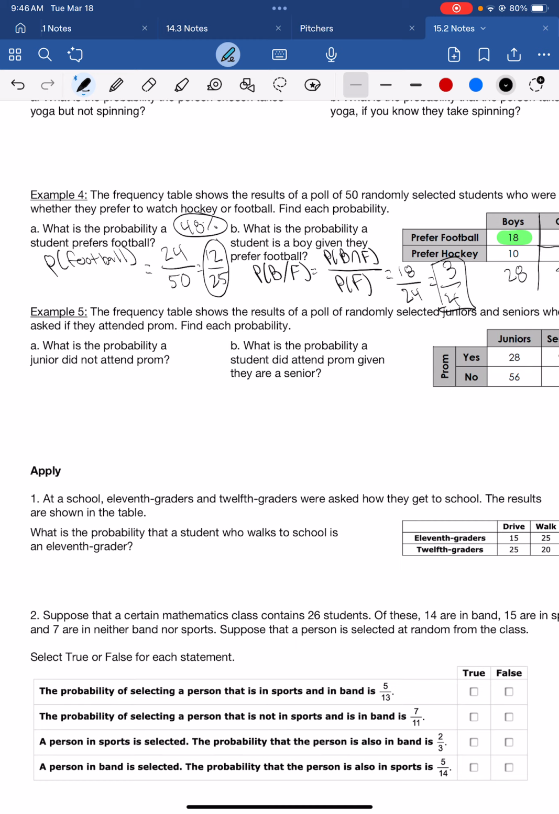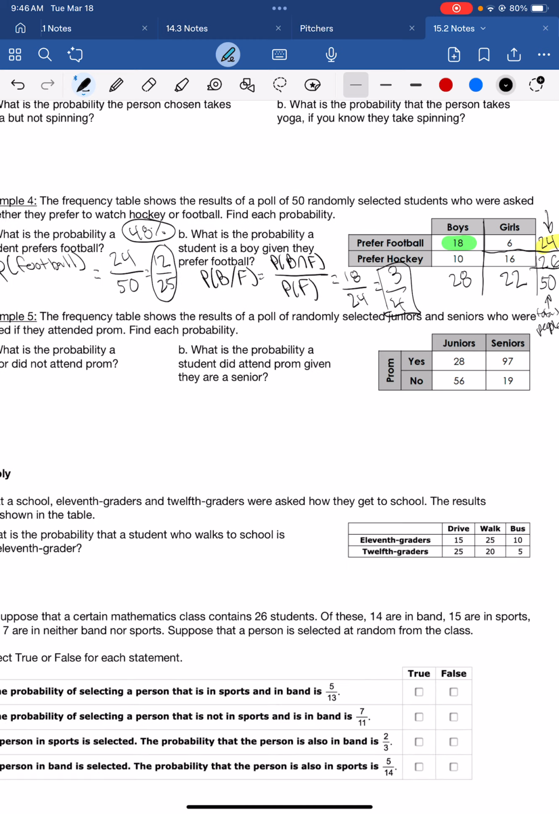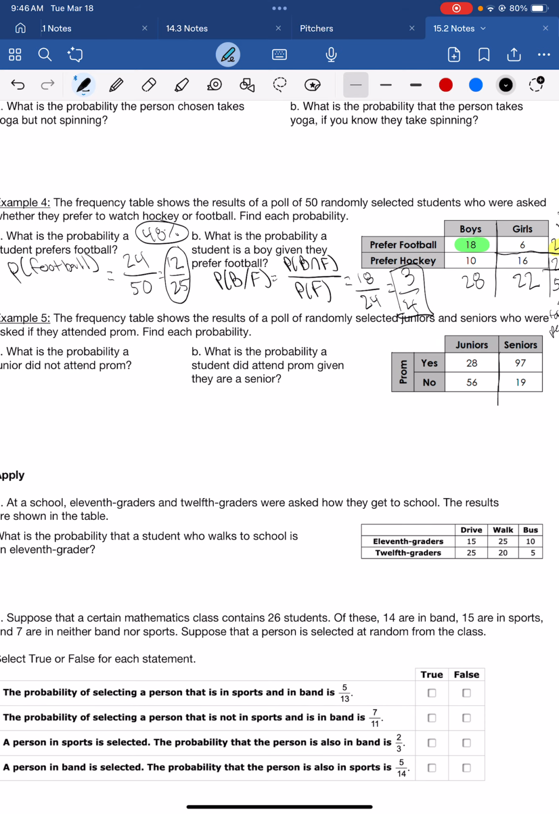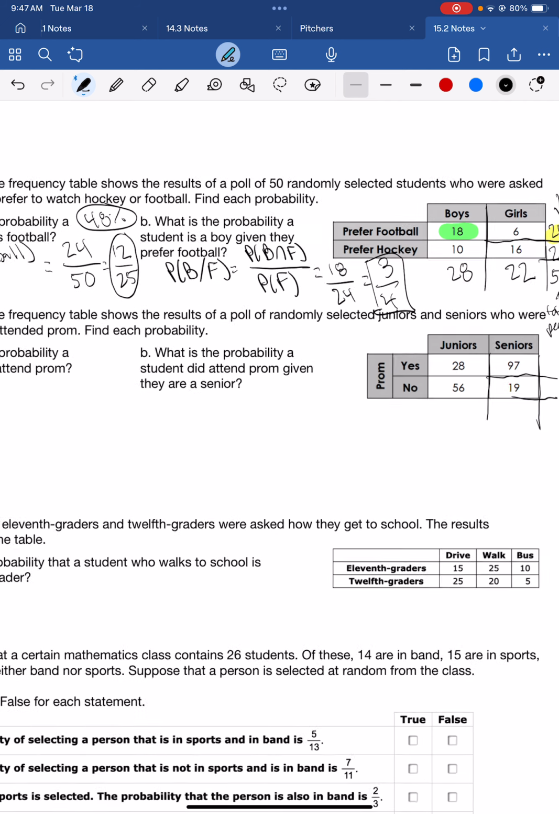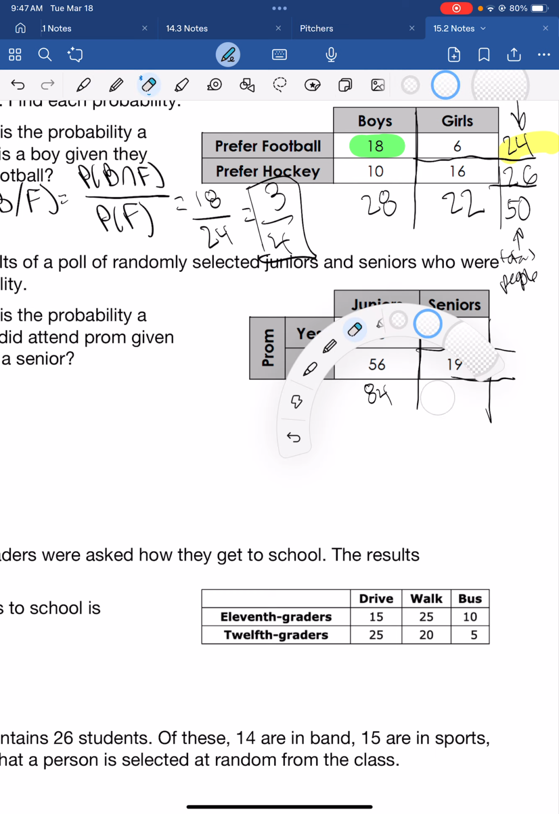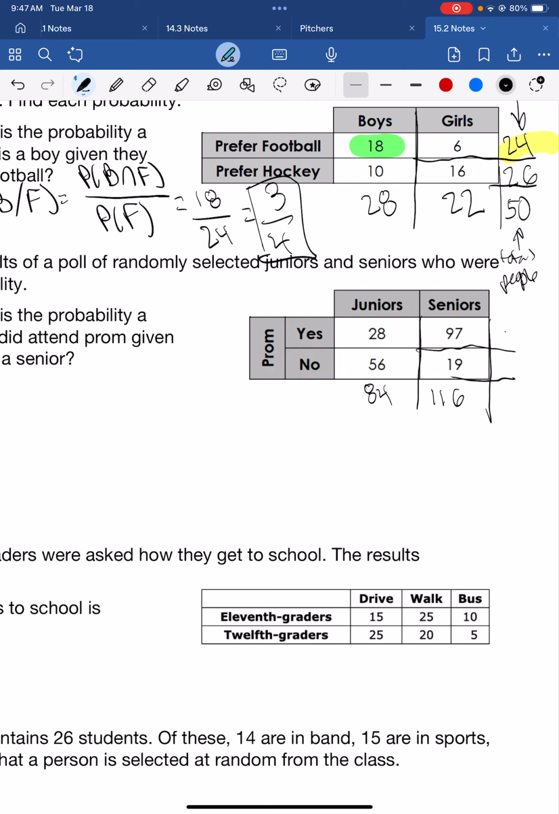All right, the frequency table shows the results of a poll of randomly selected juniors and seniors who were asked if they attended prom. Find each probability. Again, we're going to find all of our totals here. Total number of juniors would be 84. Total seniors is going to be 116. People that went to prom, 125. People that didn't, 75, which gives us 200 total students in the survey.